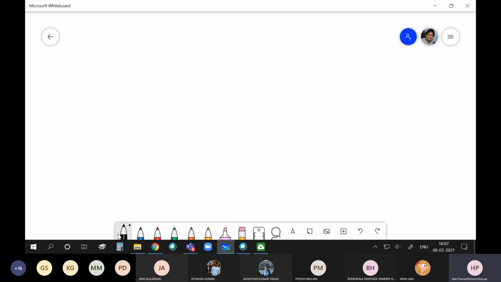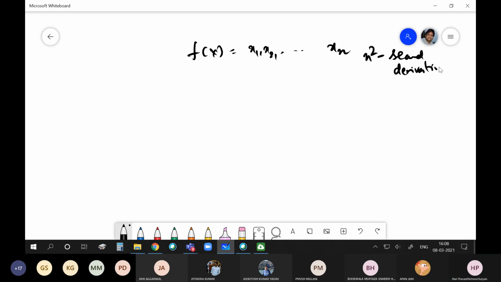So we know that if my function f of x is a function of n variables x1, x2, ... xn, there will be n square second partial derivatives. Okay, so the matrix containing these second partial derivatives, we call it the Hessian matrix, and we denote it by H.